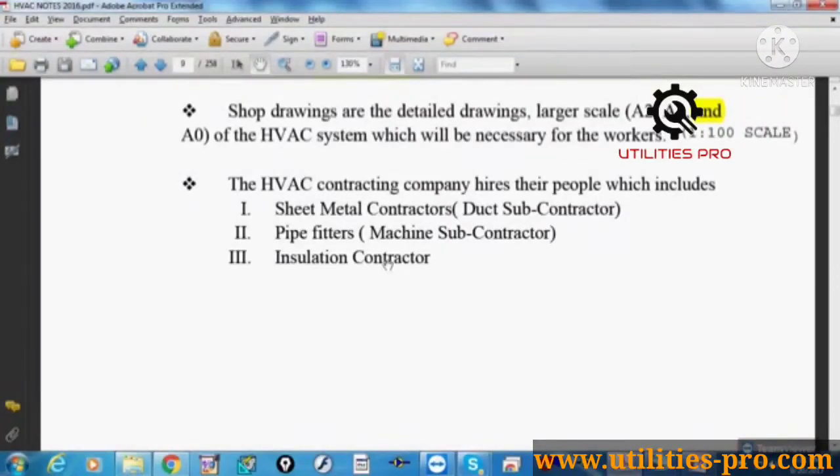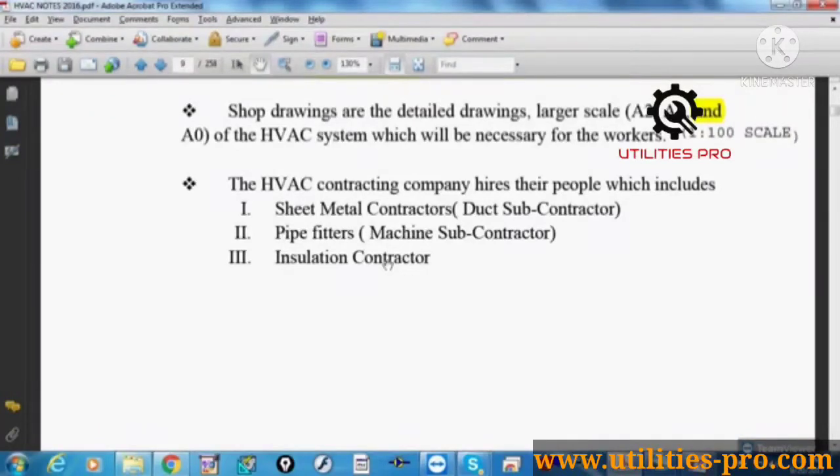Suppose I am running a contracting company and I got the project from the consultant. So what will I do? We have 2 options. Either I can hire the workers on a permanent basis, meaning based on salary, whether work is there or not, I need to pay the salary. Generally big companies can afford that. So a big contracting company hires workers on salary basis. Whether the project is there or not, they can pay, but not all contracting companies. So the small and medium contracting companies will not hire workers on salary basis.